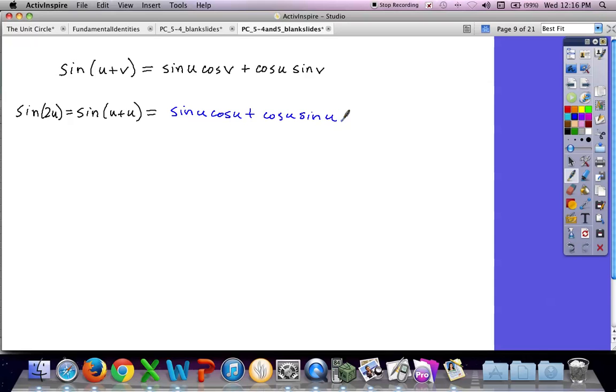But those are the same thing. Right? It's just you reverse the order of the multiplication, but that's the same thing. So this is 2 sine u cosine u. And that is the formula for the sine of 2u.